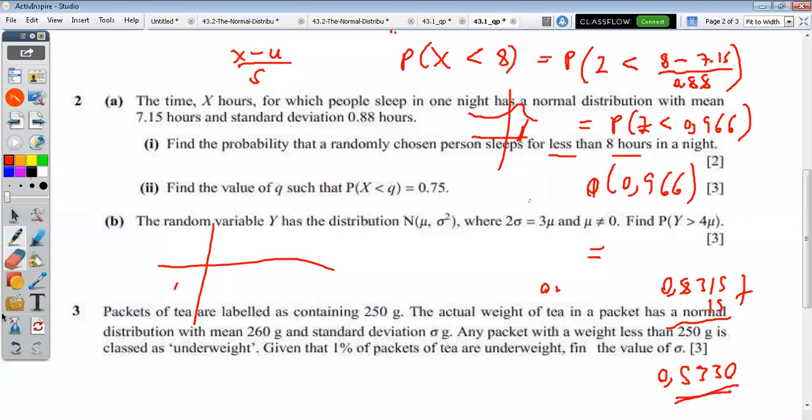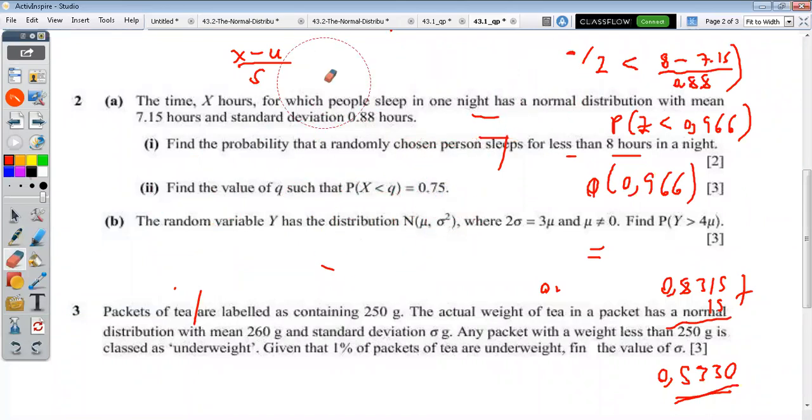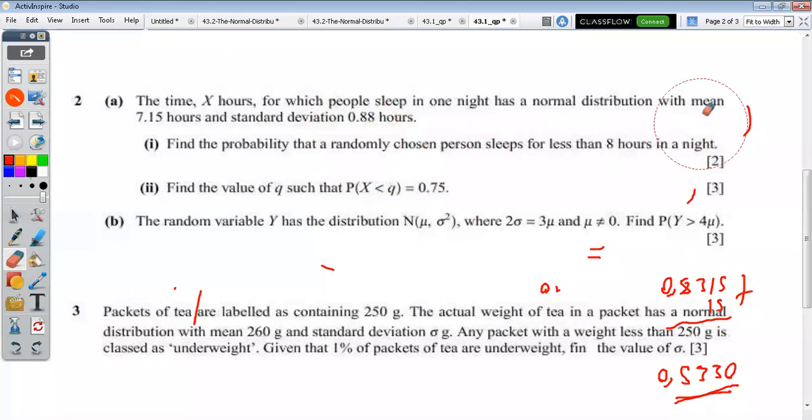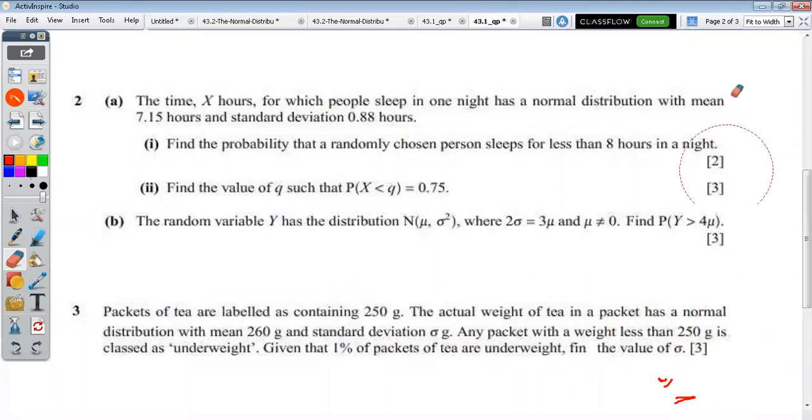What's the probability? Now the next part, you see, now we are given the percentage. Find Q. So we don't know what Q is, but we know the percentage, which is equal to 75%. So what do we do?